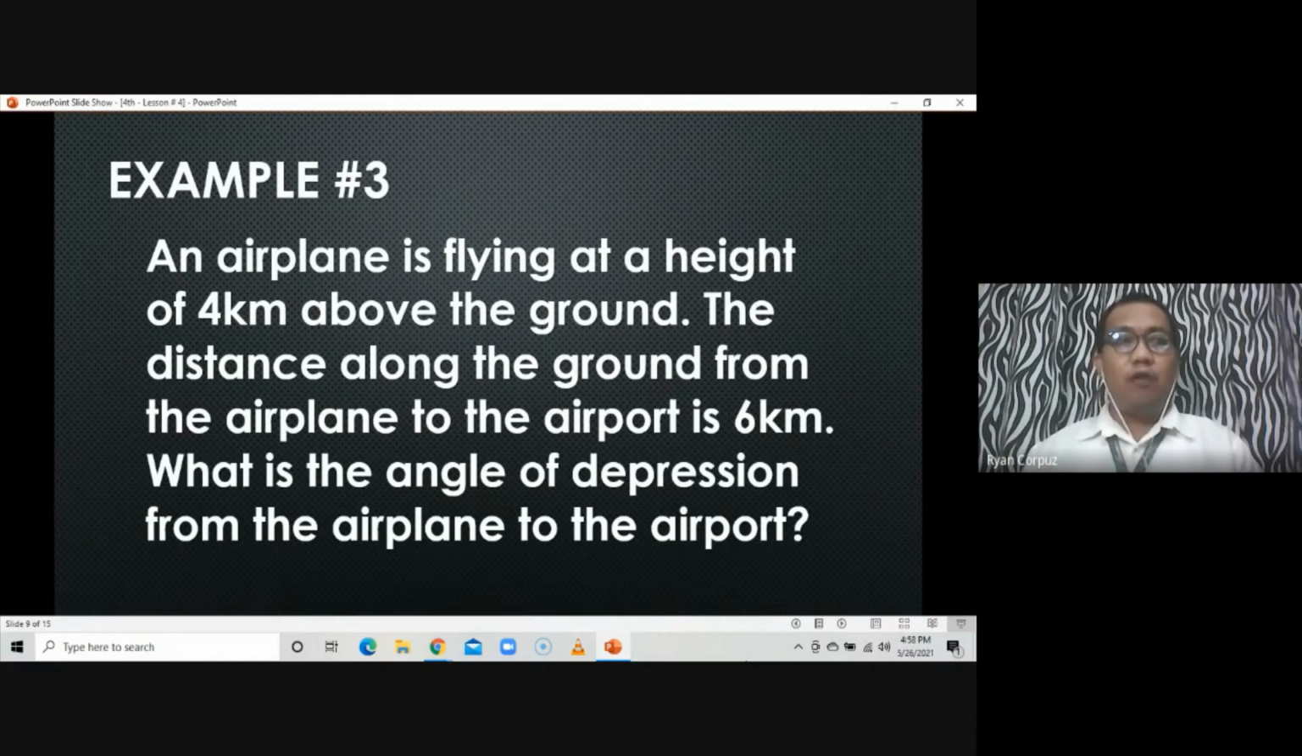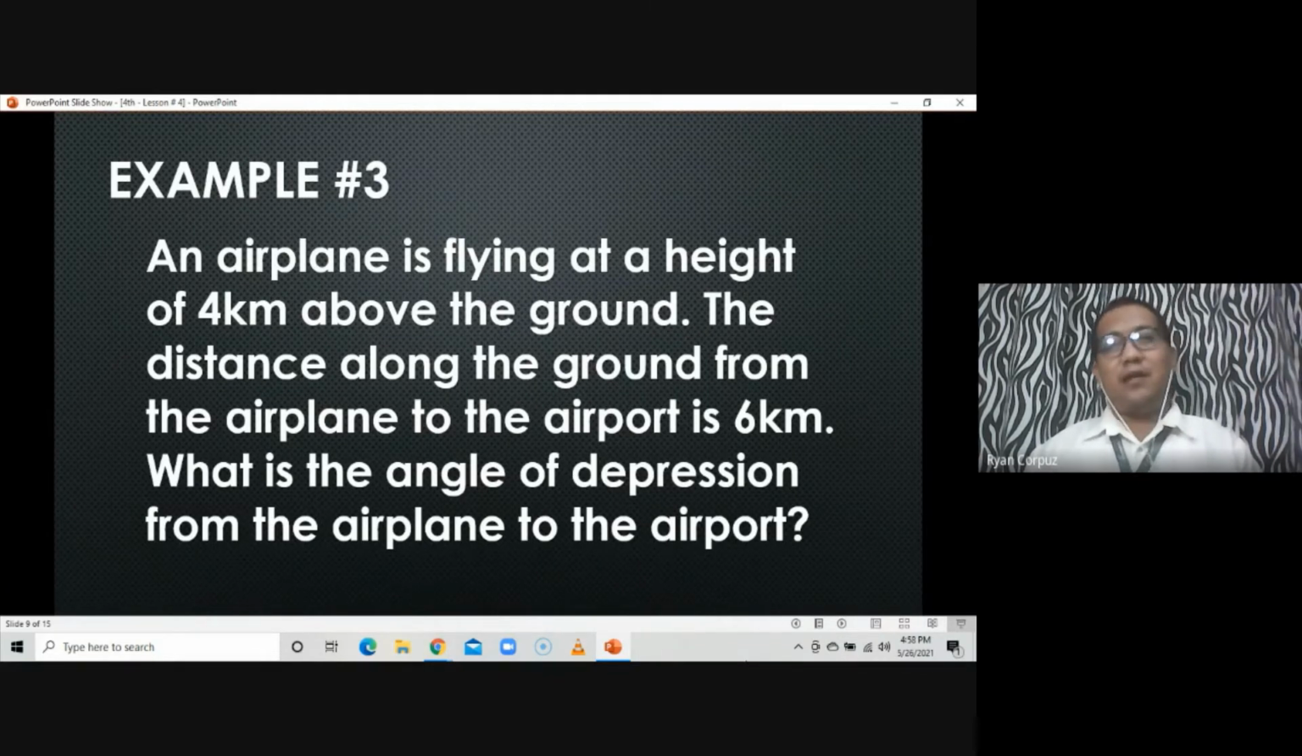Ibig sabihin, we are looking here for the measure of the angle. So, that is what we are looking for. Given yung height ng airplane from the ground, then from the ground ng airplane to the airport, ang distance ay 6 kilometers. So, malamang sa malamang, the observer is on the plane.